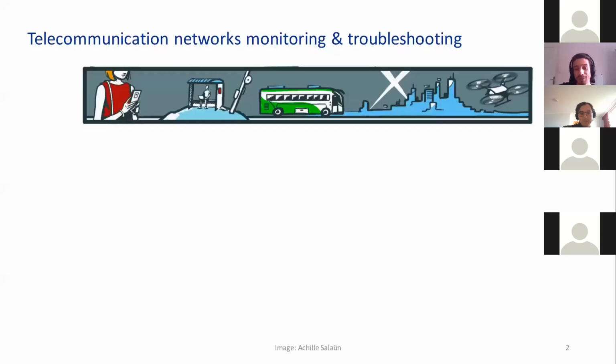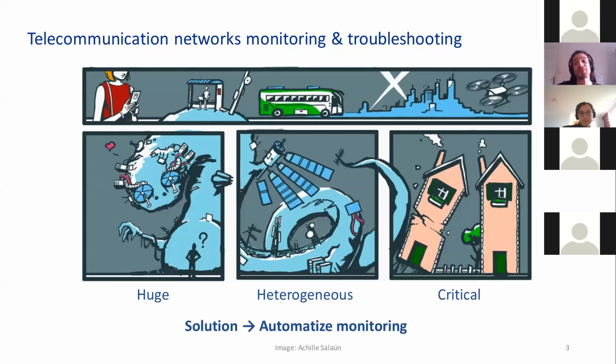I don't need to describe to people in the links how omnipresent and important telecommunication networks are. And I think I also don't need to describe at length that when you want to monitor and troubleshoot telecommunication networks nowadays, it's problematic because they are huge, really heterogeneous, built with a diverse range of technologies, and really critical. We can't afford shutdowns every now and then. So we have to automatize monitoring. That's a necessity.